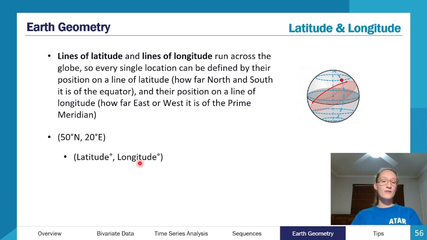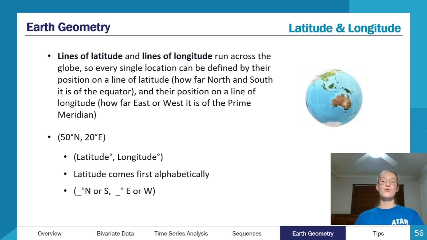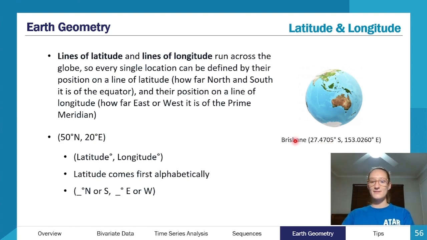How I remember the order of this is that latitude comes first in alphabetical order. So I remember that latitude goes before longitude. So again, degrees north or south, degrees east or west. And there's just a picture of the globe to illustrate that. So for example, the position of Brisbane, oh, we've got lots of decimals here because it's really quite specific.